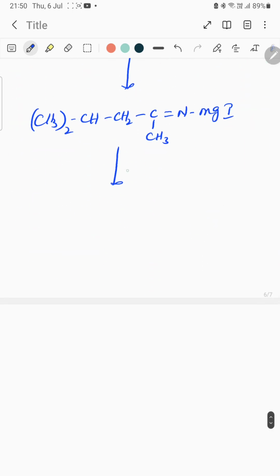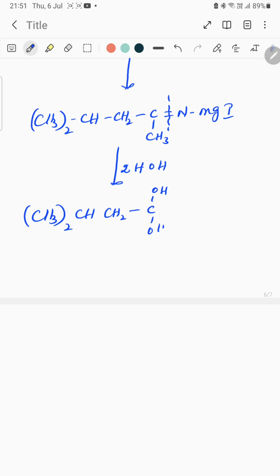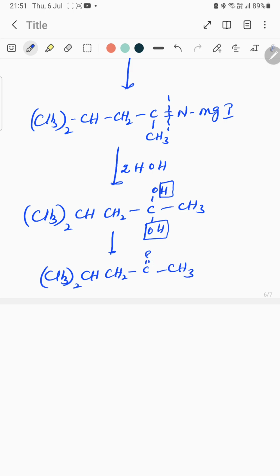This upon hydrolysis, HOH, breaks the double bond, hydrogen is attached to the nitrogen, OH is attached to the carbon. We are taking two water molecules, so the carbon has two OH groups. If carbon holds two OH groups, it is unstable. C, OH, OH, CH3. To get stabilization, a water molecule will be lost. We get CH3 taken twice CH, CH2, C double bond O, CH3. The same compound will be formed. So B is also not the answer.